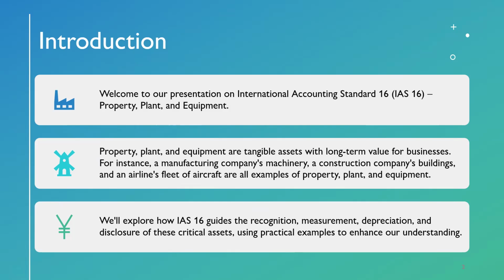Scope includes tangible assets used in production, rental, or administration. Examples include factories, office buildings, machinery, and vehicles. The standard specifically excludes assets governed by other standards, for example, investment property that is governed under IAS 40 and agricultural assets that are governed under IAS 41.